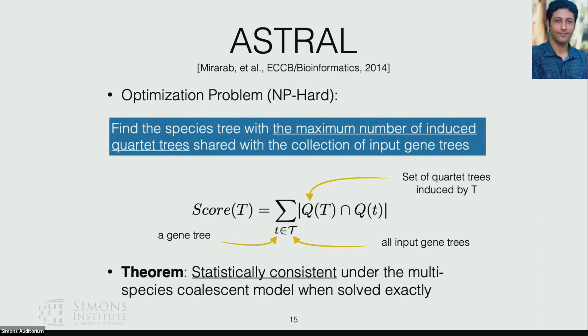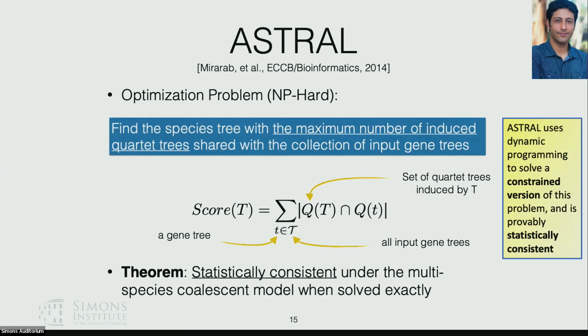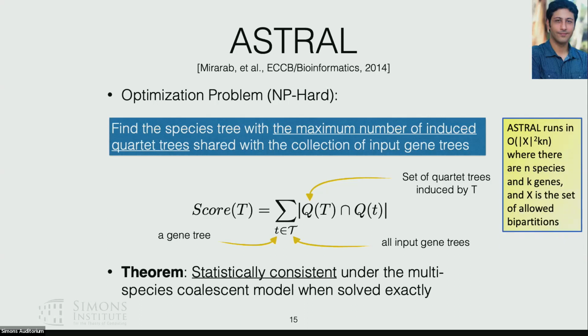Astral is not solving the optimization problem, but what it is doing is solving a constrained version of the problem. So what it does is it says, I'm going to find the optimal solution to this NP-hard optimization problem within a constrained search space. It defines the constrained search space from the input gene trees. It does that in a way that maintains statistical consistency and becomes polynomial time. And the result is that it's low degree polynomial time.